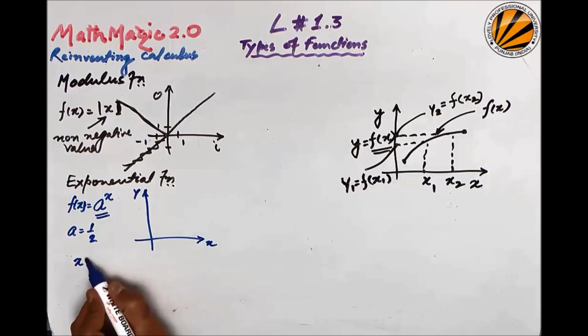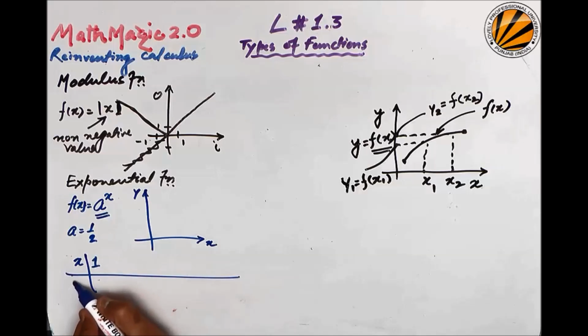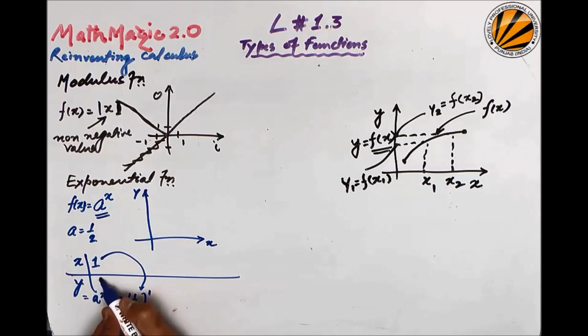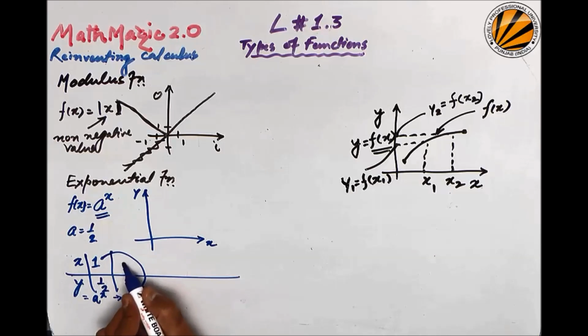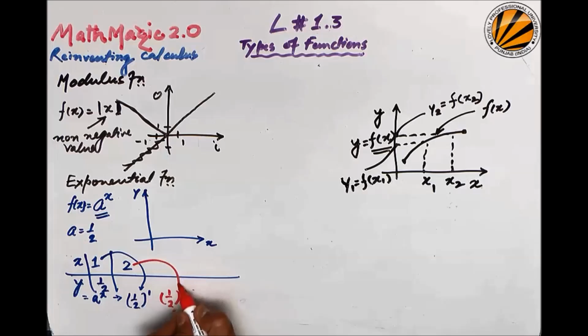Now x, as we know, is the input to the function, say for example it is given as 1, and we know that output y is nothing but a to the power x. That is, a, as we said, is 1 by 2. For this input 1, the power would be 1, so it will be 1 by 2. If the input given is 2, then it becomes 1 by 2 to the power 2, and this will make it 1 by 4.